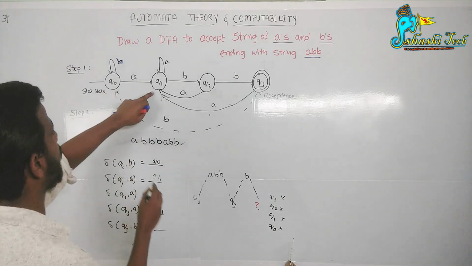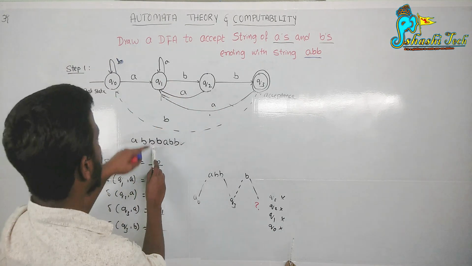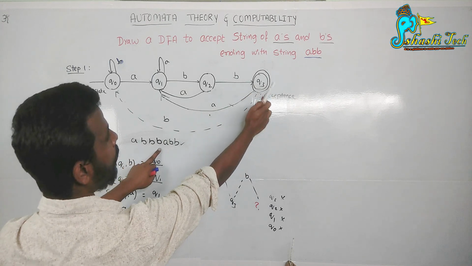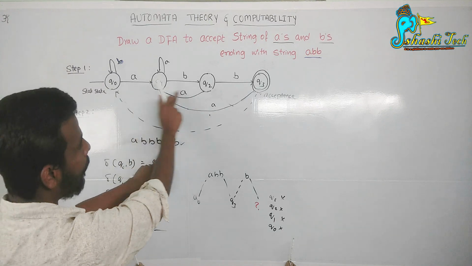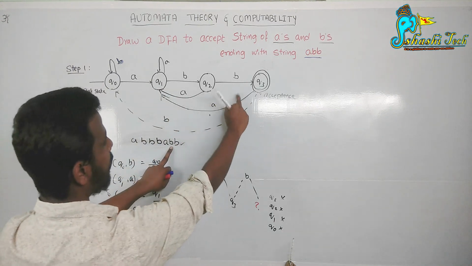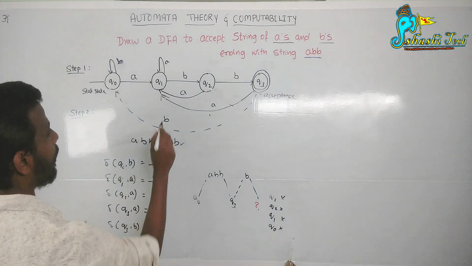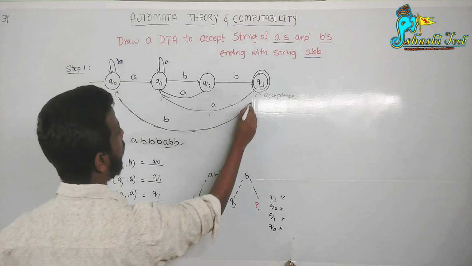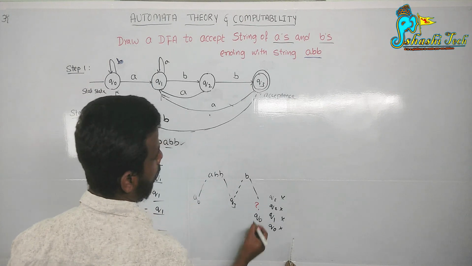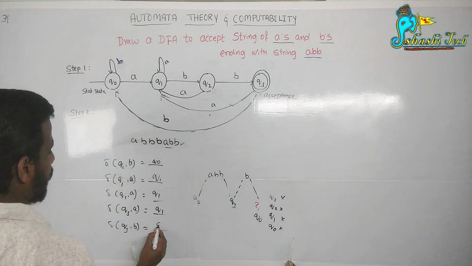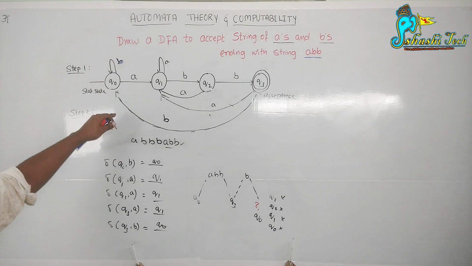Q0 upon accepting A, Q1 upon accepting B, Q2 upon accepting B, Q3 upon accepting B, Q0 upon accepting A, Q1 upon accepting B, Q2 upon accepting B, Q3. Am I right? Yes. This string is accepted by the DFA. Hence, the correct answer is Q0. That is, Q3 upon accepting B is going to reach the Q0. This is the required DFA.